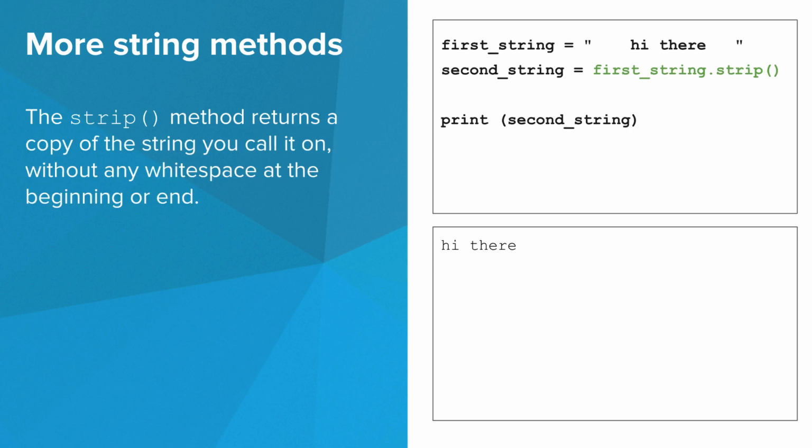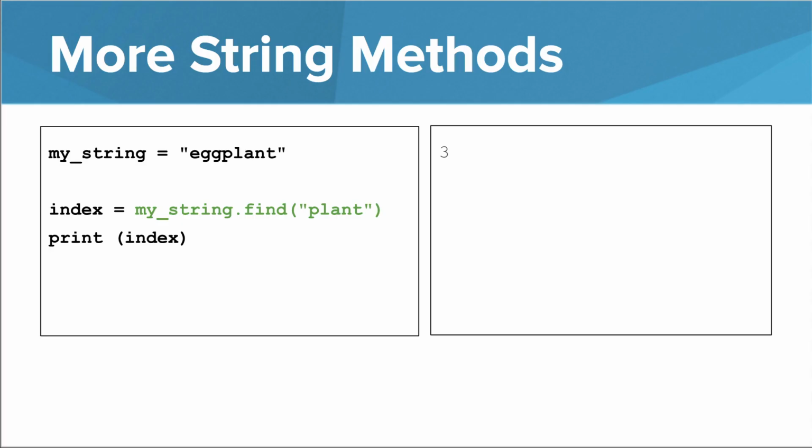Then, there's the strip method, which returns a copy of the string you call it on without any white space at the beginning or end. The last method I'll show you in this lesson is different from the other ones in that it doesn't return a string. The method is called find, and it can be used to find an instance of one string inside another string. Here's how it works. When you call the find method, you call it on a string, and you also pass it a string as an argument. It looks in the string you call it on for the first instance of the argument string.